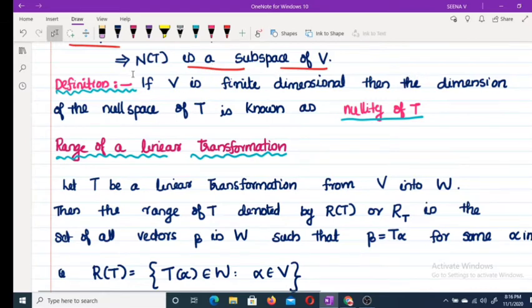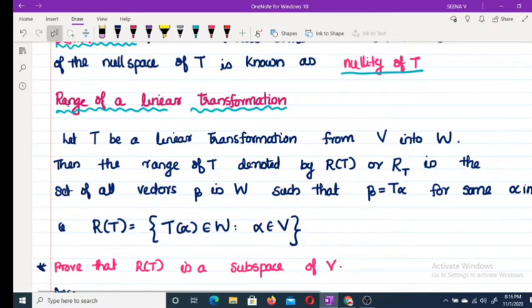So if V is a finite dimensional space, then the dimension of the null space of T is known as the nullity of T. Therefore, if V is finite dimensional, then the dimension of N of T is also finite, and that dimension is called the nullity of T. Now, moving to the definition of range of a linear transformation.